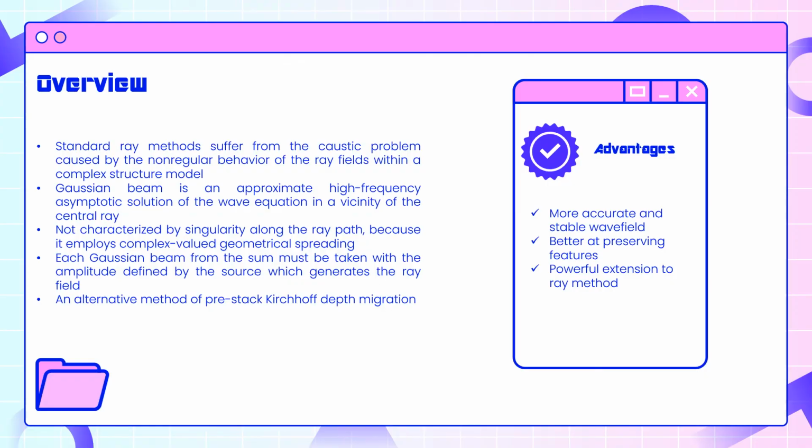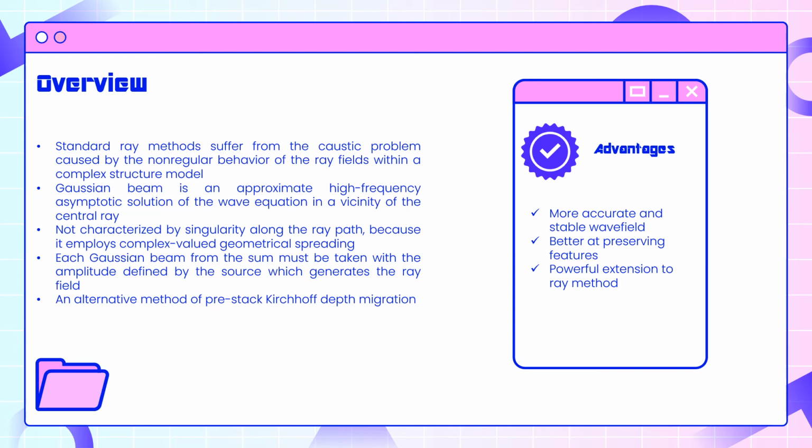Standard ray methods suffer from the caustic problem caused by the non-regular behavior of the ray fields within a complex structure model. A Gaussian beam is an approximate high-frequency asymptotic solution of the wave equation in the vicinity of the central ray. The Gaussian beam approach is not characterized by singularity along the ray path, even within the realm of caustics, because it employs a complex-valued geometrical spreading.